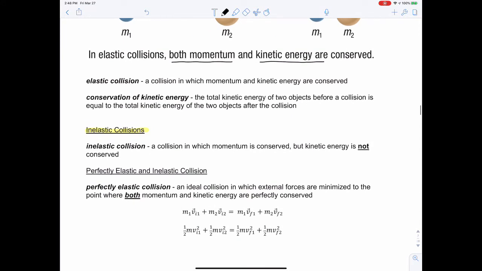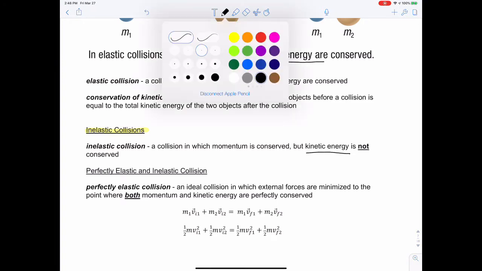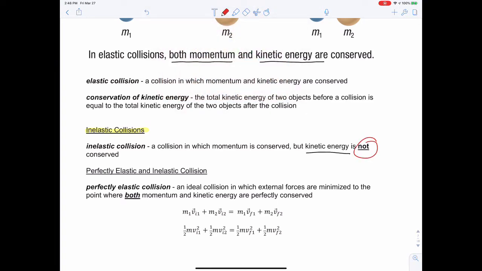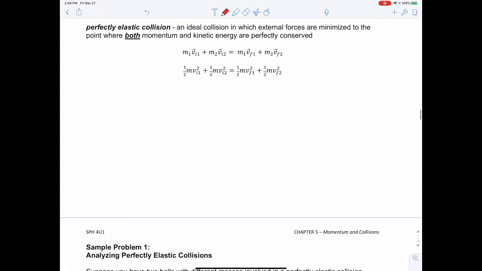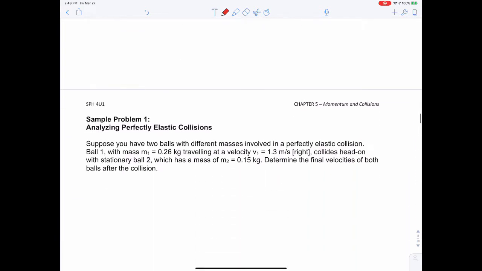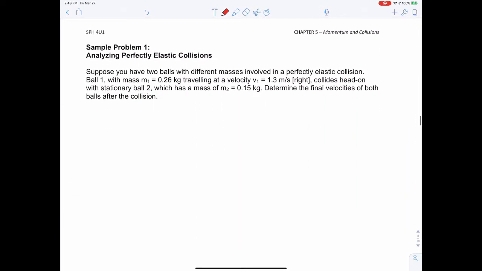An inelastic collision is one in which momentum is conserved, but kinetic energy is not conserved. We're going to look at perfectly elastic and inelastic collisions. A perfectly elastic collision, as I mentioned, is an ideal collision in which external forces are minimized, momentum is conserved, and kinetic energy is conserved. So we can see with these two equations, the initial momentum is equal to the final momentum, and the initial kinetic energy is equal to the final kinetic energy.